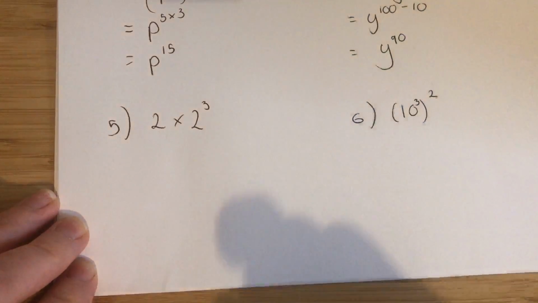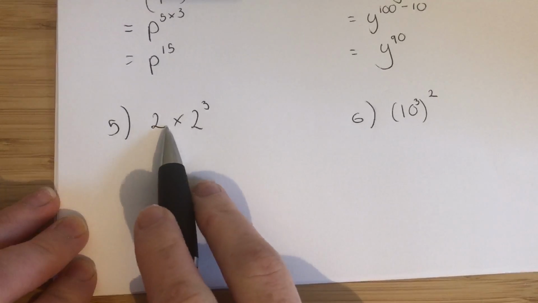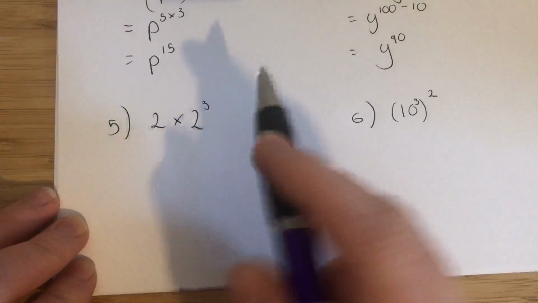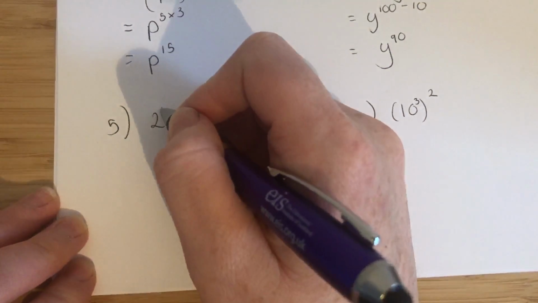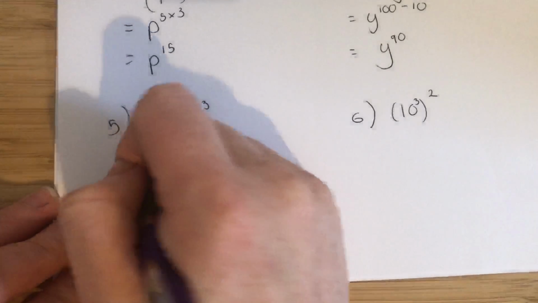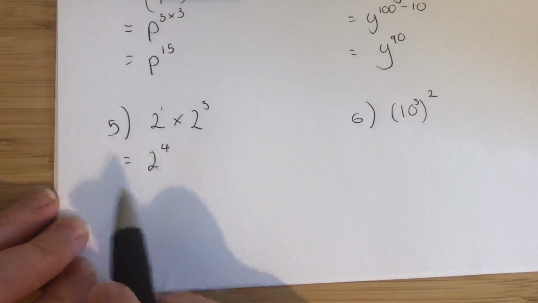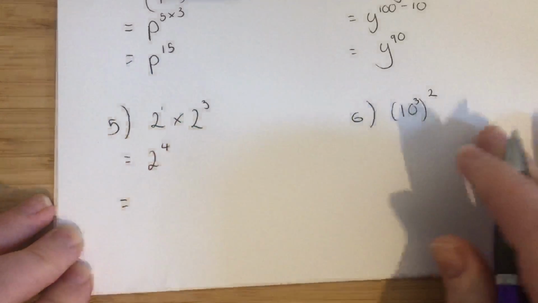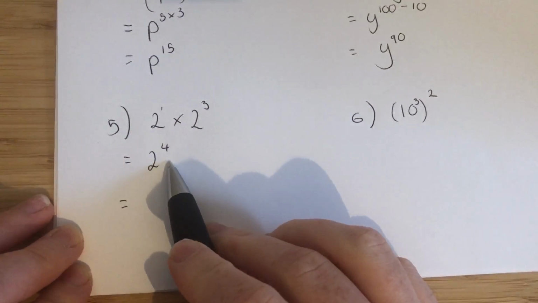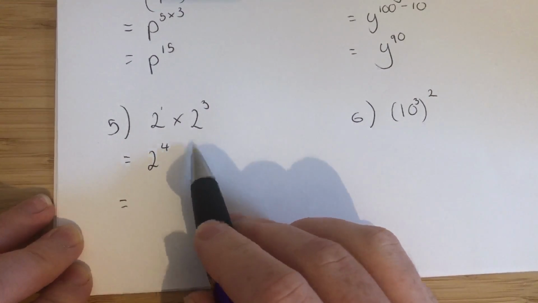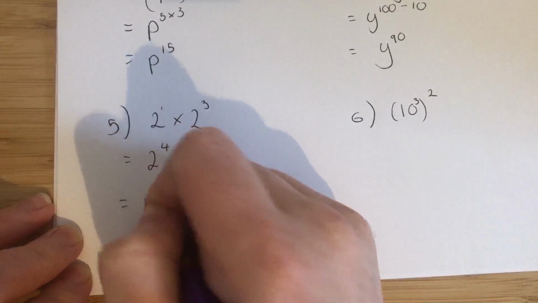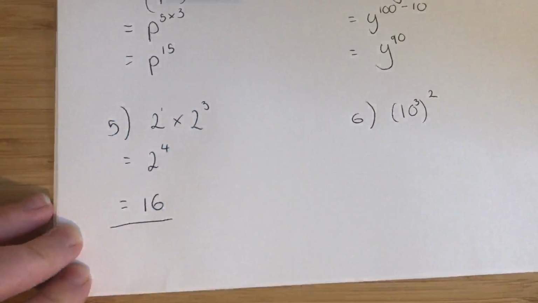Right, now we've actually got numbers here instead of letters. So 2 times 2 cubed. We know that that really is saying 2 to the power of 1. So that ends up being 2 to the power of 4. So if you actually have 2 to the power of 4, we're now going to find an answer. So 2 times 2 is 4, times 2 again 8, times 2 again 16. So 2 to the power of 4 is 16.